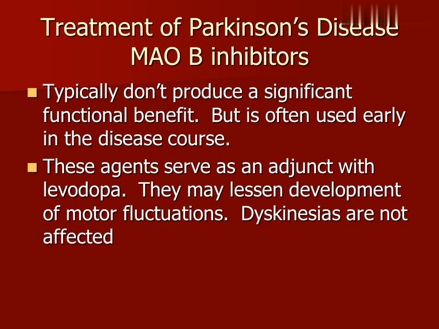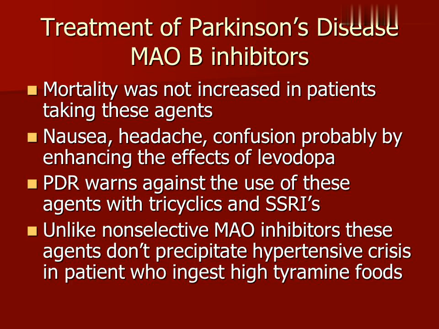MAO-B inhibitors typically don't produce a significant functional benefit, but are often used early in the disease course. These agents serve as an adjunct with levodopa. They may lessen development of motor fluctuations. Dyskinesias are not affected.